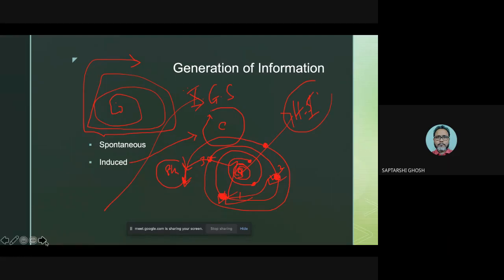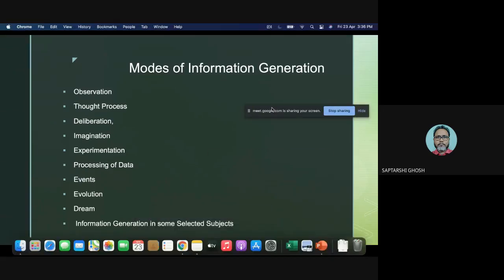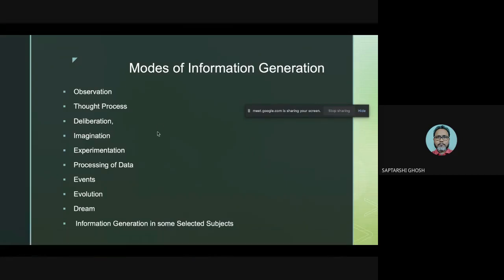Now, we are going to modes of information generation, that is, how we can generate information. Most of the time, all these things are given as the information generation modes, and the highlighted ones are the induced information generation. All these are induced ones. That is, human intervention is there.